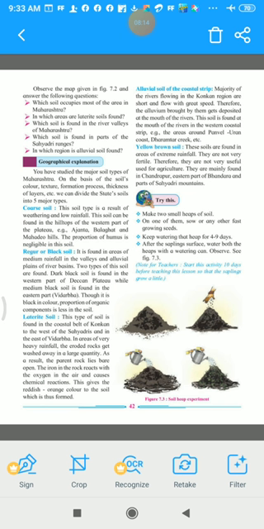In which areas are laterite soils found? Which soil is found in the river valleys of Maharashtra? Which soil is found in parts of the Sahyadri ranges? And in which region is alluvial soil found?